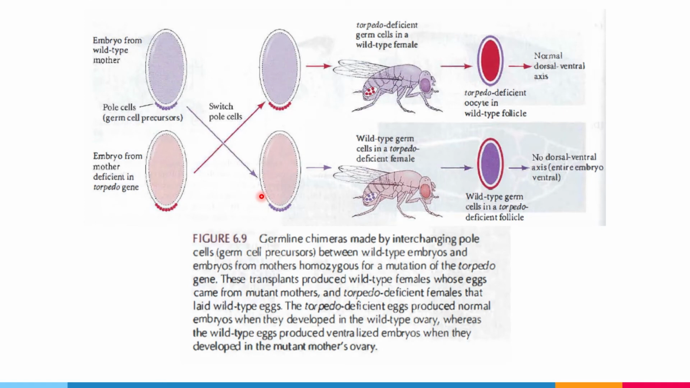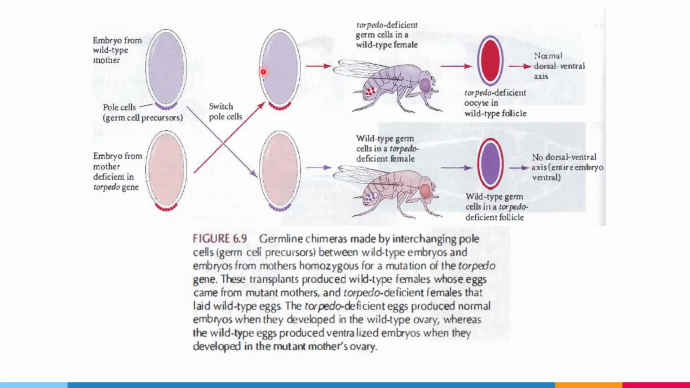So how was it proved? How exactly was it proved that Gurken is necessary in the germline and Torpedo needs to be produced in the somatic cells? What they did is they took two embryos. One was wild type, and the other was Torpedo deficient. They then transplanted the pole cells, which will give rise to the germ cells in the future, and let the embryo develop.